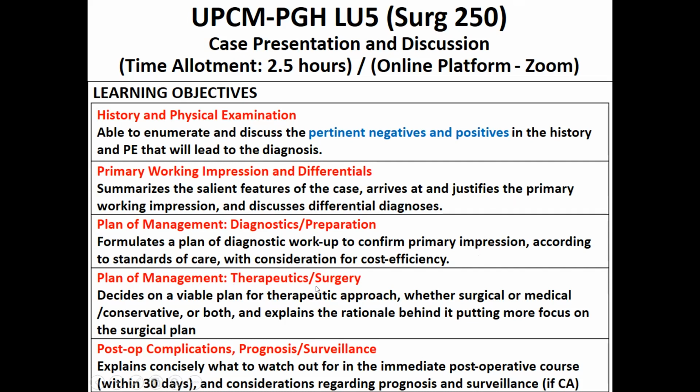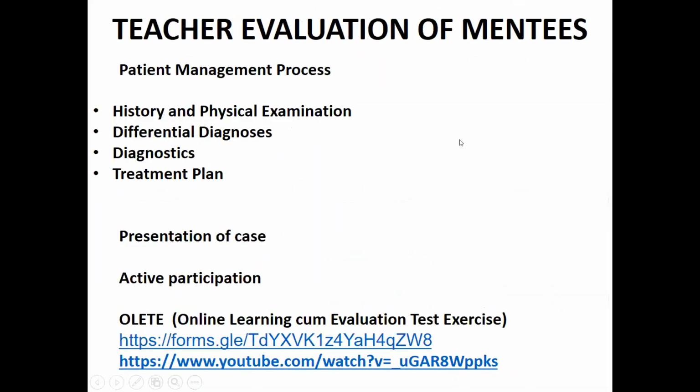Plan of management, what therapeutics or surgery. So decide on the plan, whether surgical or medical, and explain the rationale. And then post-op, since we are in surgery: post-op complications, prognosis and surveillance. So part of it will be how to explain to the patient, how to advise the patient on health management, health restoration, and then surveillance, since we're dealing with cancer here. Okay, so is that clear? Yes. Okay.